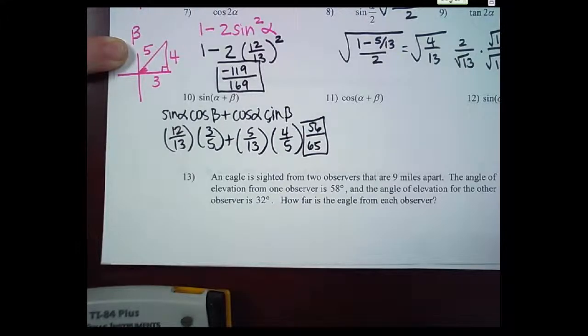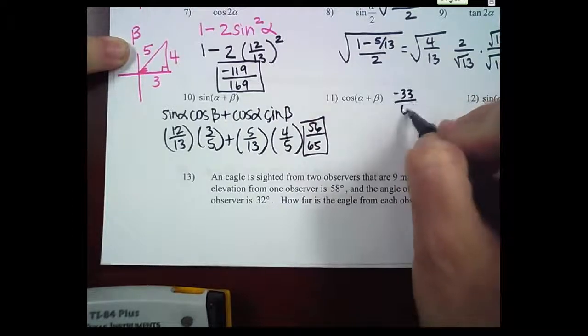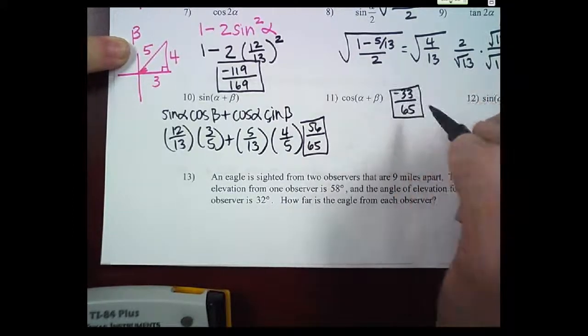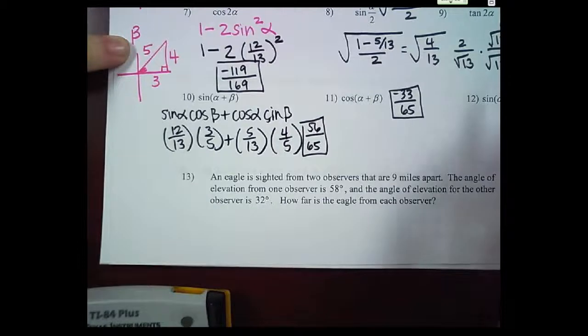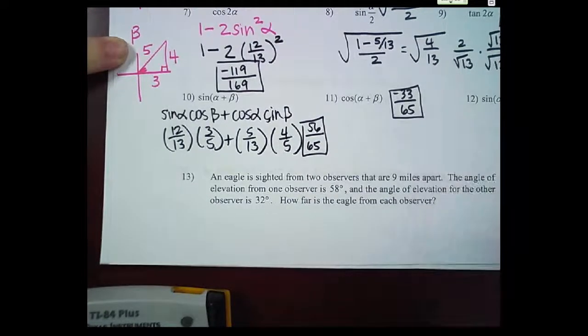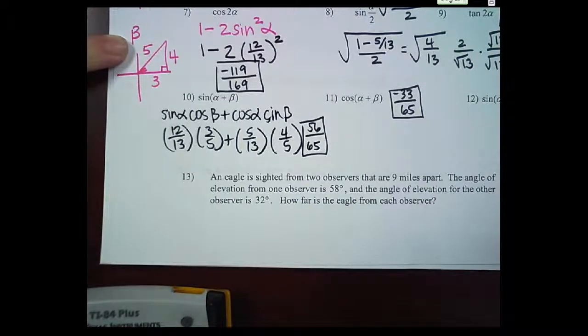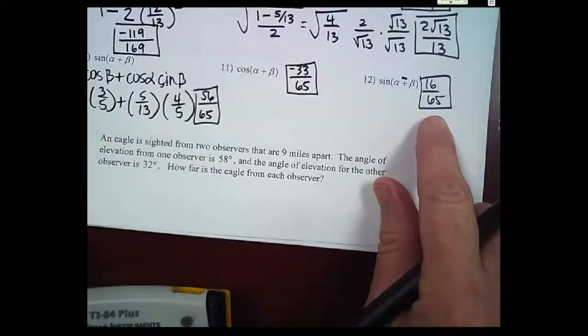Okay, now for number 11, it's kind of the same. I'm going to give you the answer, negative 33 over 65, if you want to go back and try it. And 12 is 16 over 65, if you want to go back and try it. These are good problems to do to get yourself more ready. Isn't 12 the same sign? Oh, it's a typo. Okay, thank you. Change number 12 to a minus. Number 12 should be a minus, and when you do a minus, you get 16 over 65. Thank you.